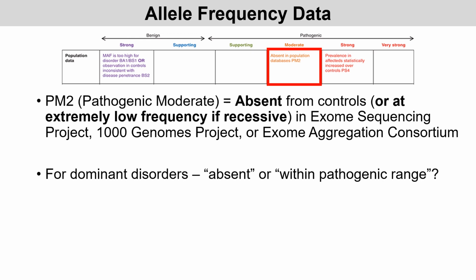So now looking on the pathogenic side, it's going to talk about applying this criteria for absence. This PM2 is a pathogenic moderate piece of evidence. So it's written as absent from controls. However, a question that often comes up when looking at dominant disorders is, does it truly need to be absent to be able to apply this criteria?